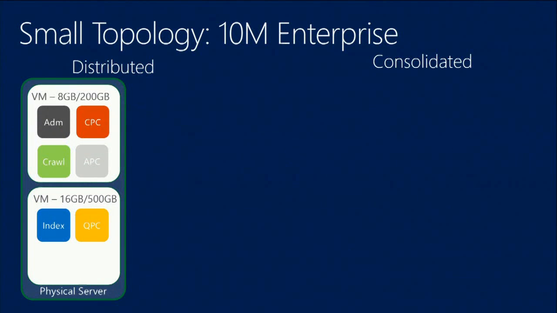Starting out my scaling examples with the small topology, so everything below 10 million. Maybe kind of wrong to call it small because I think 80 to 90% of the customers are within this segment. But anyway, it's defined as small.